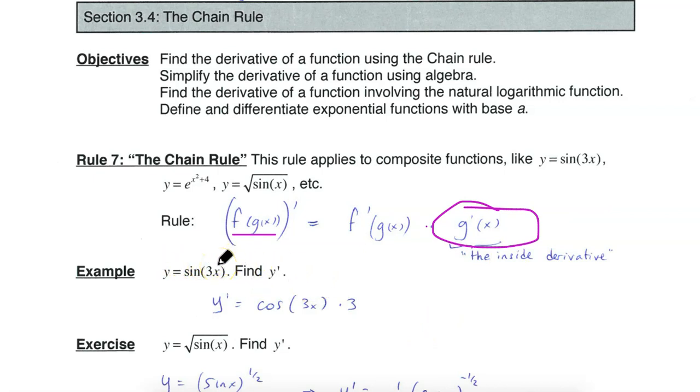So first example, what's the derivative of y equals sine of 3x? Well, here there's an inside function 3x, and there's an outside function sine. So first we take care of the outside. It's going to be cosine of the inside. We keep it as is. And then we multiply by the derivative of the inside. So the derivative of 3x is 3.